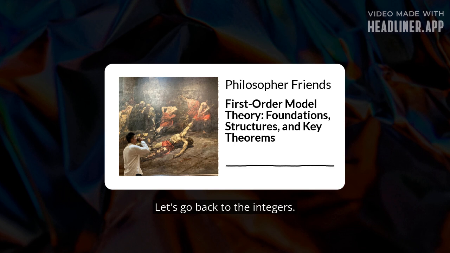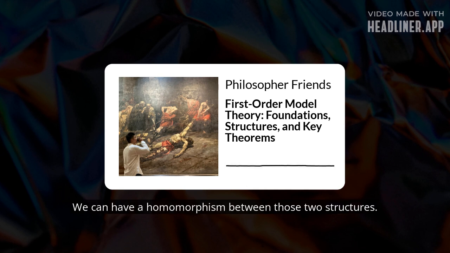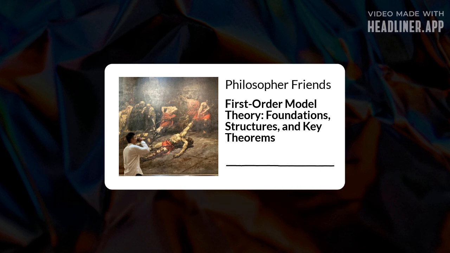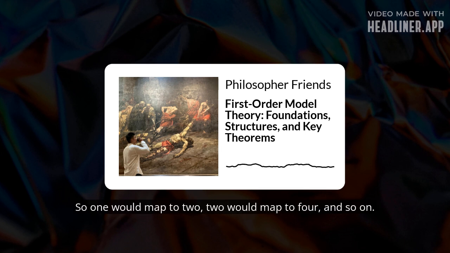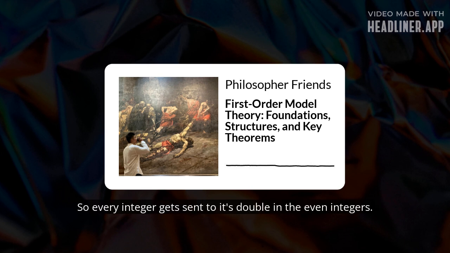Sure. Let's go back to the integers, the set of all whole numbers, positive, negative, and 0. And we'll think about addition on the integers. Now let's take the set of even integers. We can have a homomorphism between those two structures. One example: we could just double each integer. So 1 would map to 2, 2 would map to 4, and so on. Oh, I see. So every integer gets sent to its double in the even integers.